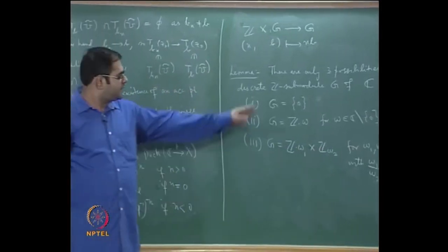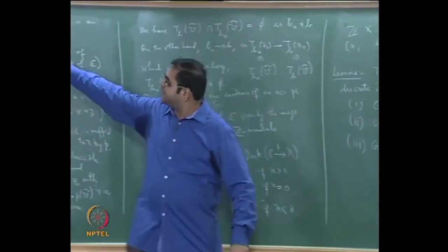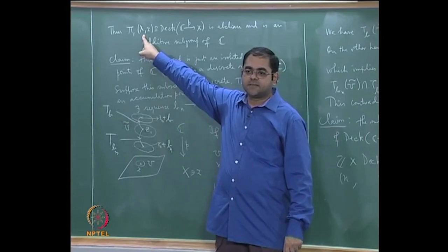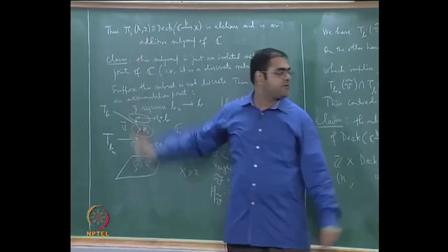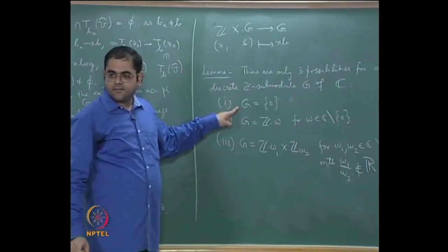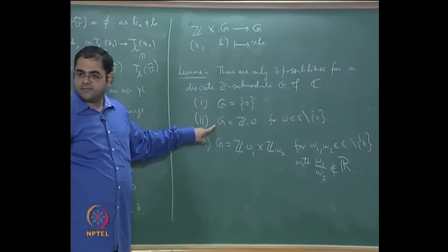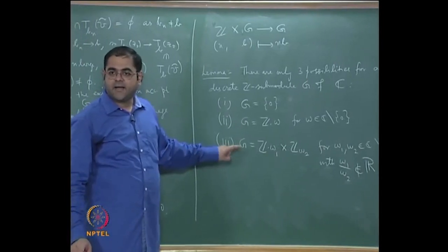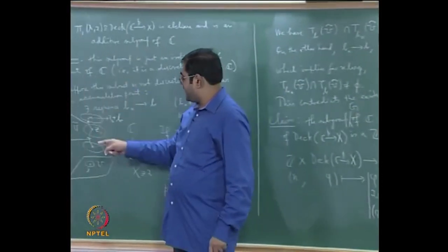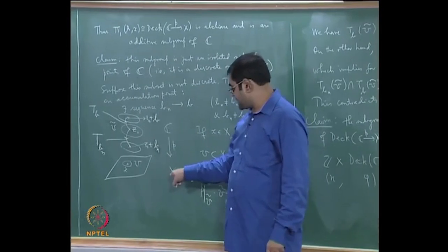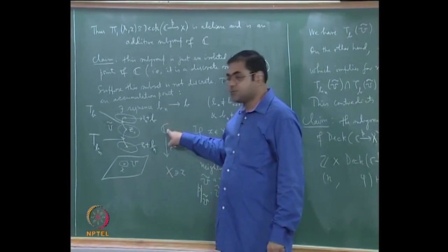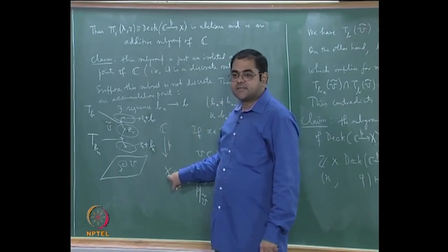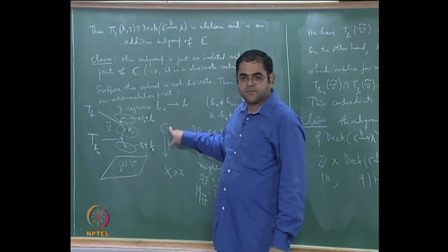But you see, this G is supposed to be the Deck transformation group, and that is pi 1. So you see what it means. It means there are only 3 possibilities for pi 1 of X. Pi 1 of X is either 0, or pi 1 of X is isomorphic to Z, or pi 1 of X is isomorphic to Z cross Z. And you also know that the space below can be written as C modulo the Deck transformation group. So in the first case, X is C mod 0, which is just C.